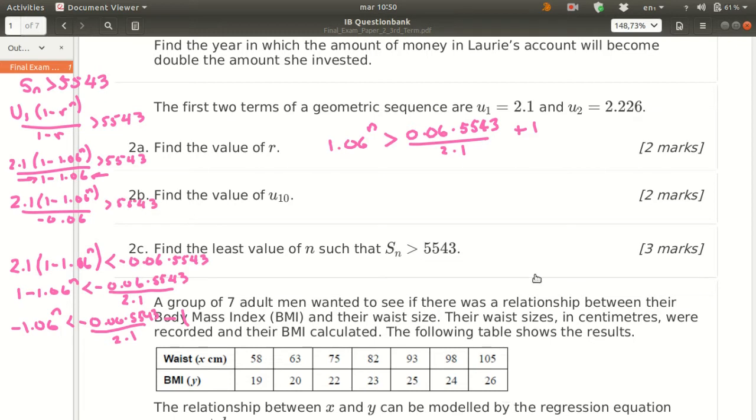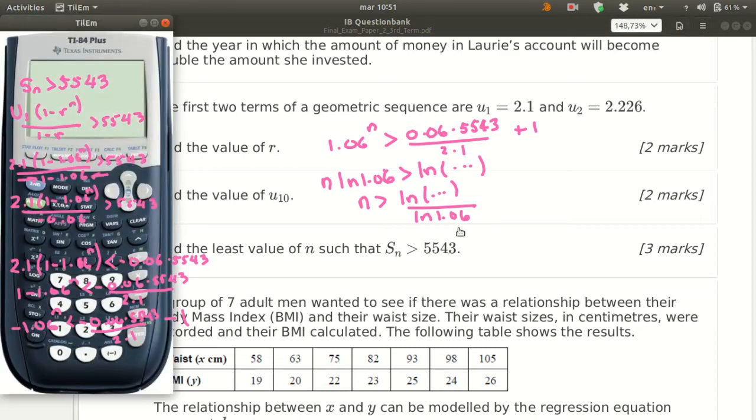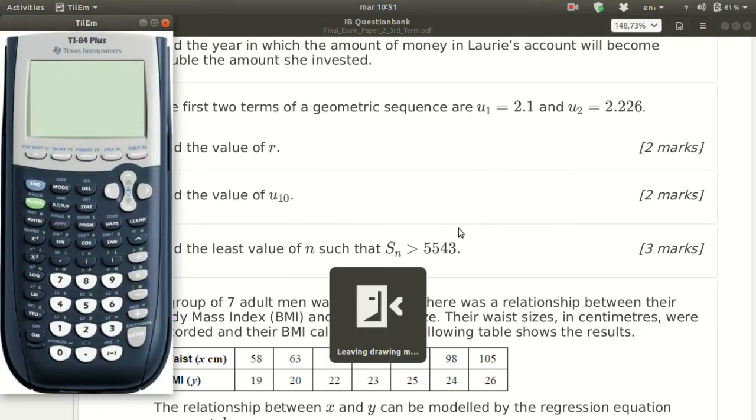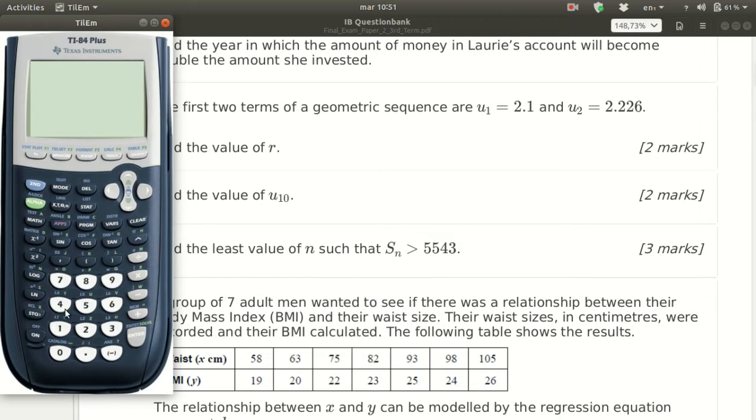Okay, now I can take the natural logarithm: n times the natural logarithm of 1.06. Remember that I can bring the exponent down as a coefficient for natural logarithms, and then the natural logarithm of, I'm just going to leave it like this. It's too long, I don't want to write it again. So n is greater than the natural logarithm of this entire expression, divided by the natural logarithm of 1.06. And this is where we can use our calculator to solve.